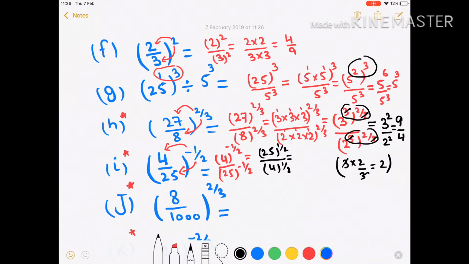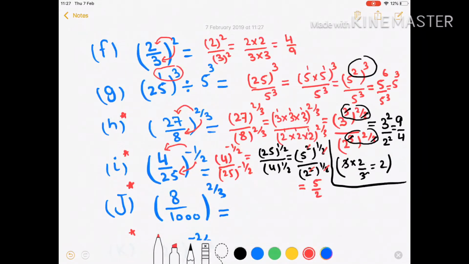and 25 you can write 5 times 5, and 4 you can write 2 times 2. So 5 to the power 2, and another power is 1 by 2, and at the bottom 2 to the power 2, another power is 1 by 2. When raising one power to another, by using rule number 3, you have to multiply them, and 5 to the power 1 will come up, and 2 to the power 1 will come down. Answer would be 5 over 2.